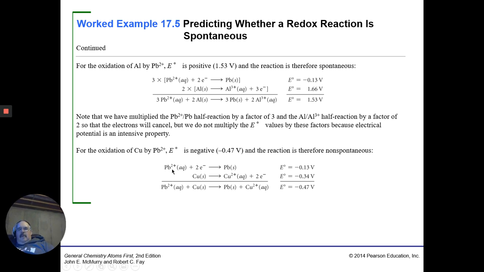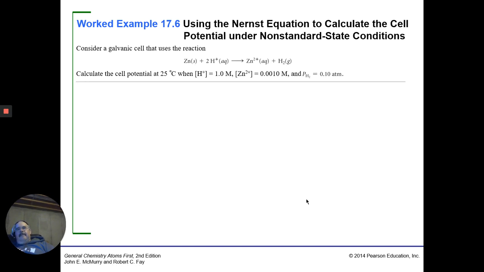Here, if lead is being reduced and copper is being oxidized, for the oxidation, we change the sign for the value that's in the chart, and the overall cell potential is negative, so this reaction is not spontaneous. So lead would not oxidize copper metal.